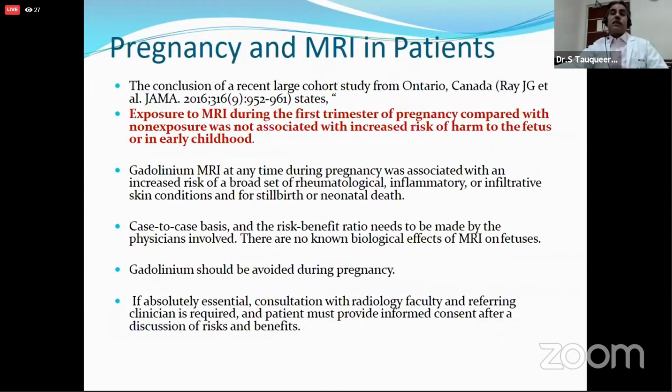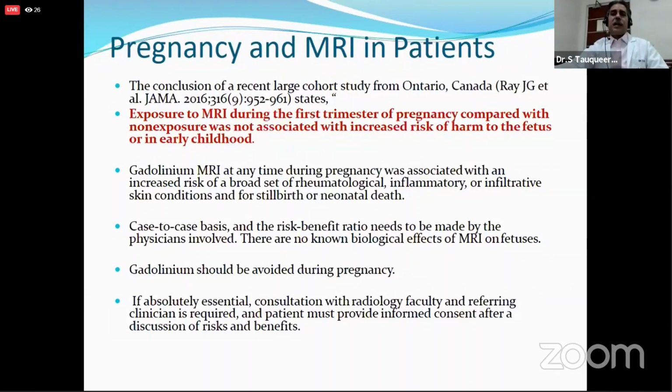So many questions are already discussed about safety of MRI during pregnancy. Earlier it was advised that during the first trimester of pregnancy, MRI should be avoided, but later on new studies are coming up which show that exposure to MRI during the first trimester of pregnancy has had no deleterious effect with respect to non-exposure of MRI to the fetus. So it is still understood that MRI is relatively safer during the first trimester of pregnancy. Later on, it can be done.